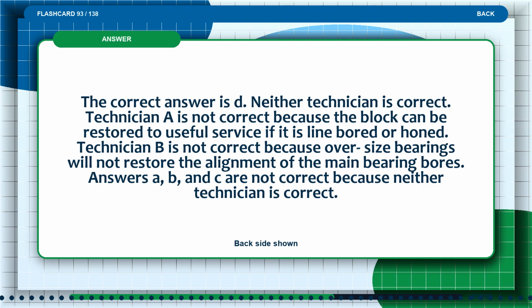The correct answer is D. Neither technician is correct. Technician A is not correct because the block can be restored to useful service if it is line bored or honed. Technician B is not correct because oversized bearings will not restore the alignment of the main bearing bores. Answers A, B, and C are not correct because neither technician is correct.